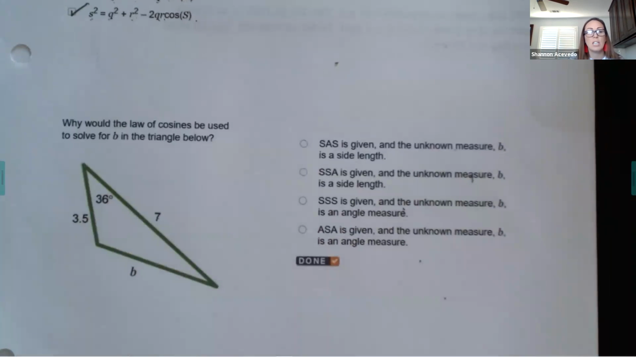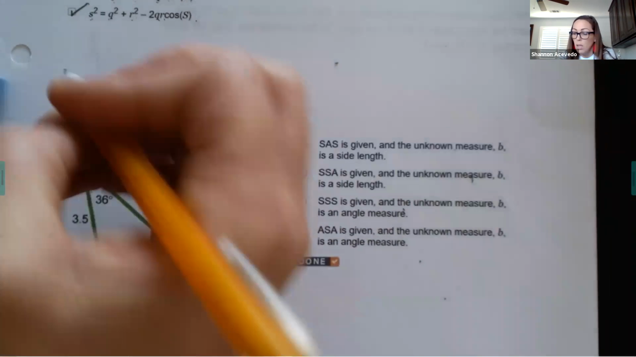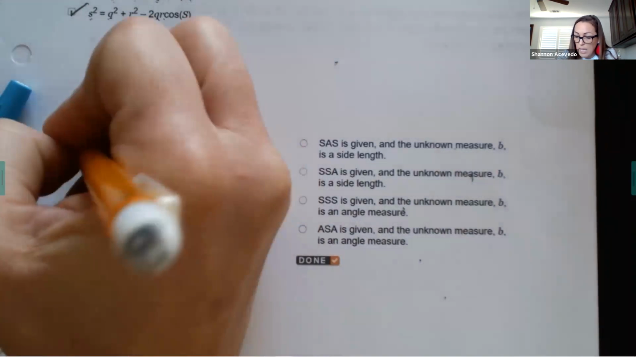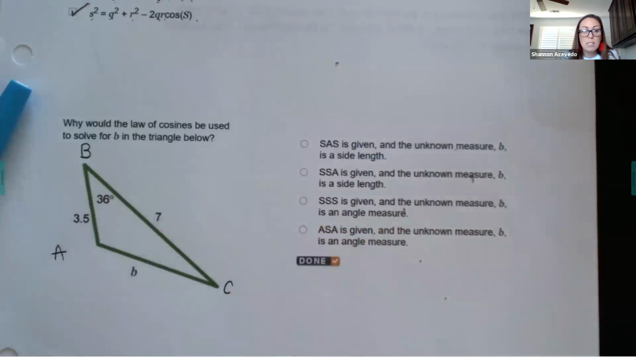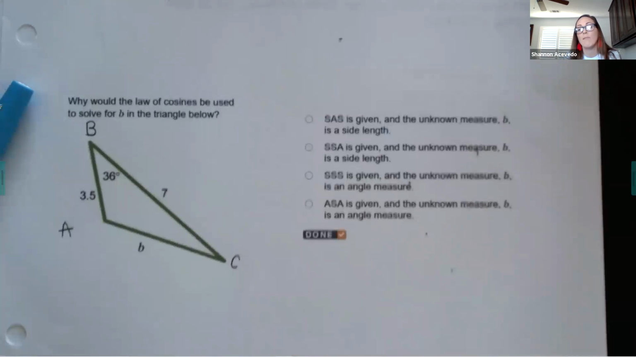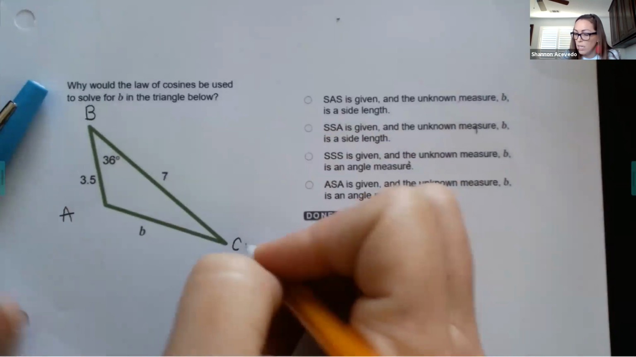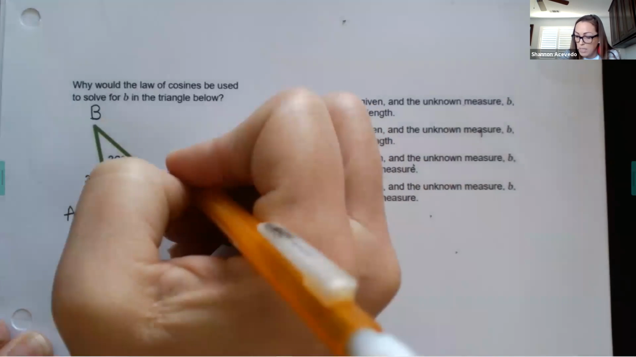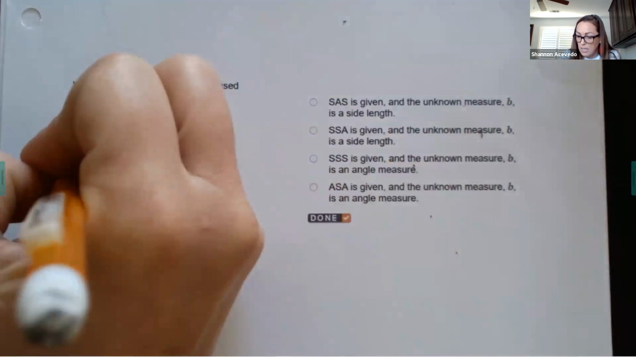My next question says, why would the law of cosines be used to solve for B in the triangle below? Okay, well, let's go ahead and label this A, B, C, because I want to show you why I emphasized your table of information. So this is my side B, this would be my side A, and this is my side C.